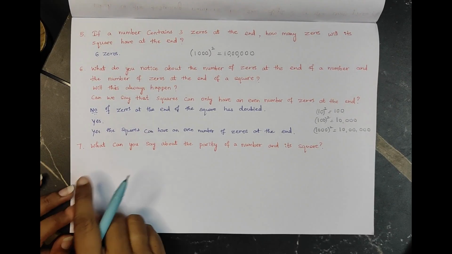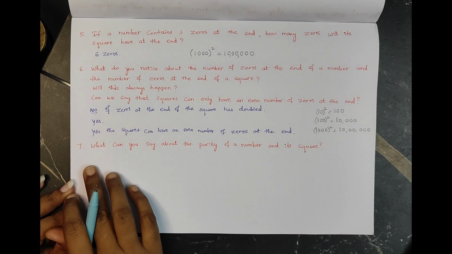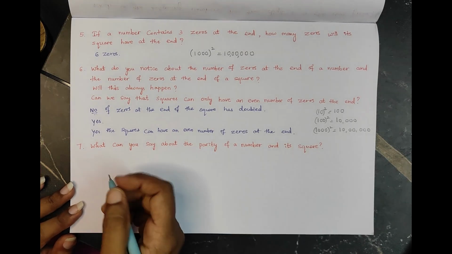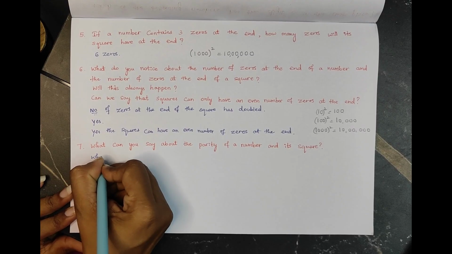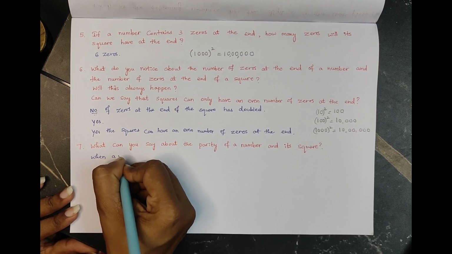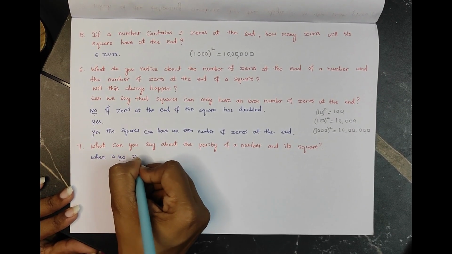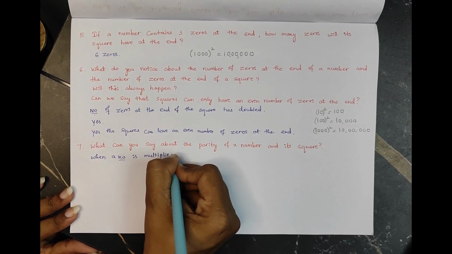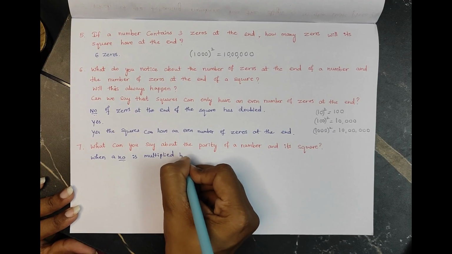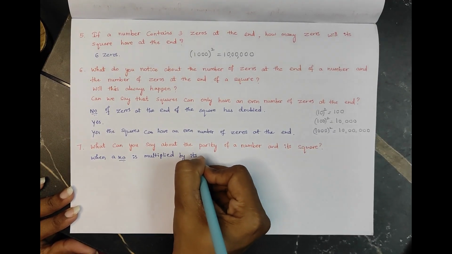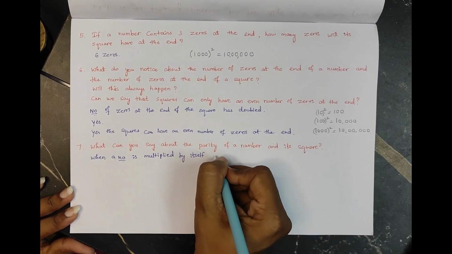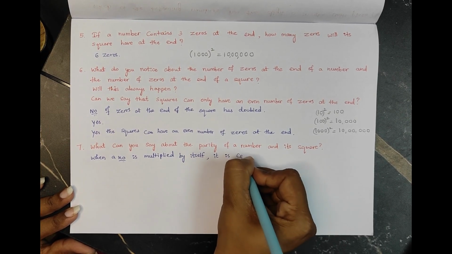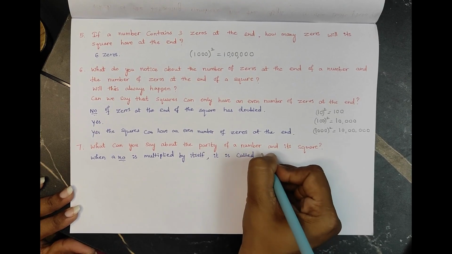Okay, seventh question we are coming. What can you say about the parity of a number and its square? When a number is multiplied by itself, it is called its square.